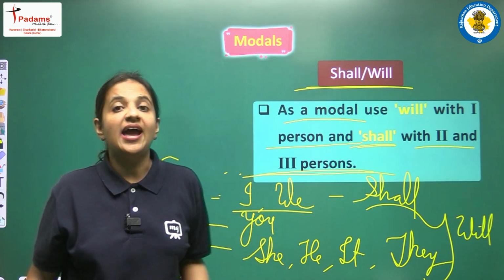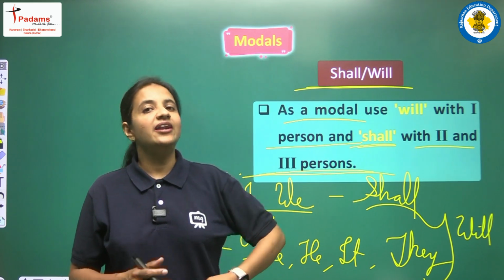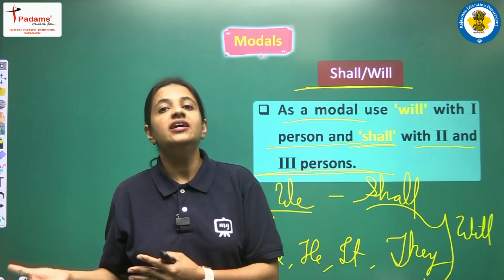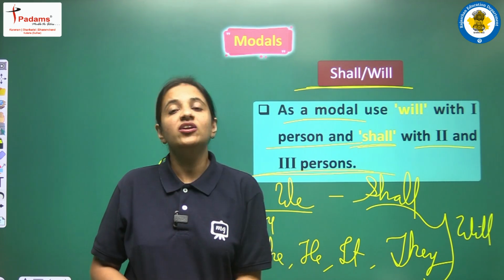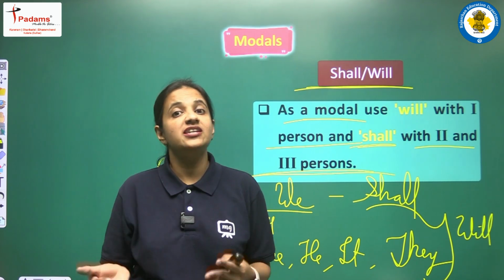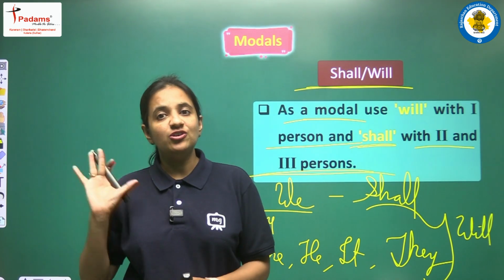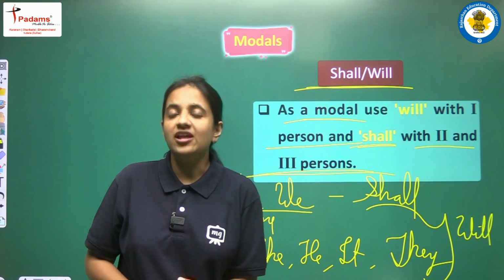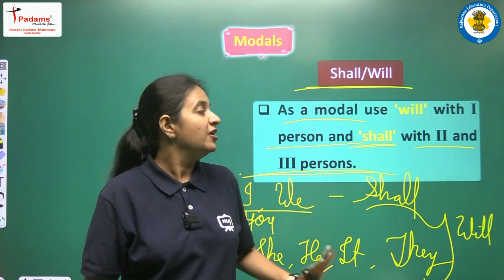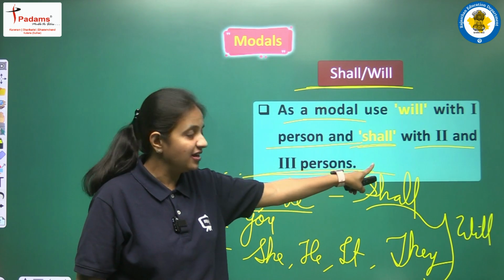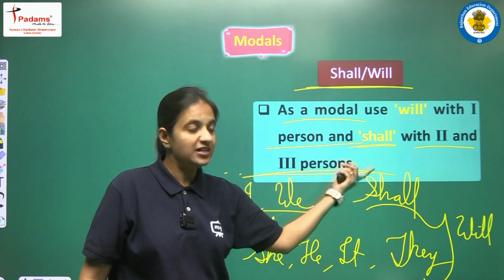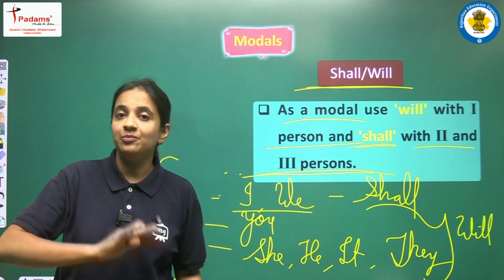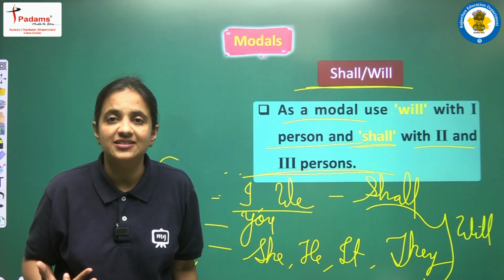Alright, so we can identify that these two words are used as modal or helping verb according to the subject, that is, for which subject we are using shall or will. So according to that we can identify whether these two words are used as a modal or as a helping verb of the future tenses.